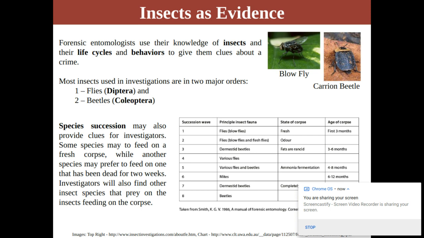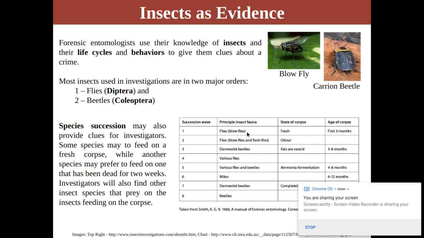And what they do is they look at the succession of the species, or the order in which they show up. They can provide clues for investigators as to how long the body has been lying there. So some species prefer to feed on a fresh corpse, while other species prefer to feed on one that has been dead for 2 weeks or more. Investigators will also find other insect species that prey on the insects feeding on the corpse. So a lot of insects are involved here.